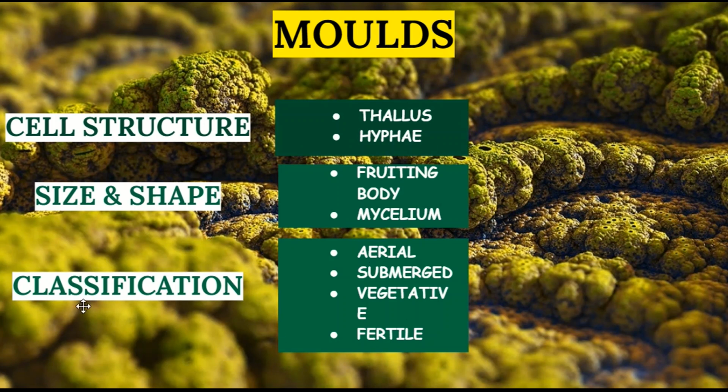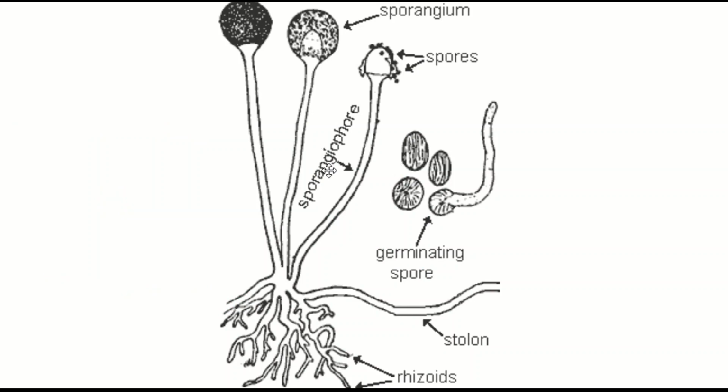Next, let's discuss the structure. As you can see here, these single branches are called hyphae, while if they are in a group, then it is referred to as mycelium. This is a fruiting body called thallus, which produces spores. It is filamentous in nature, and that's why it produces spores. Mainly the molds are composed of hyphae. Remember this, okay? So what is thallus?